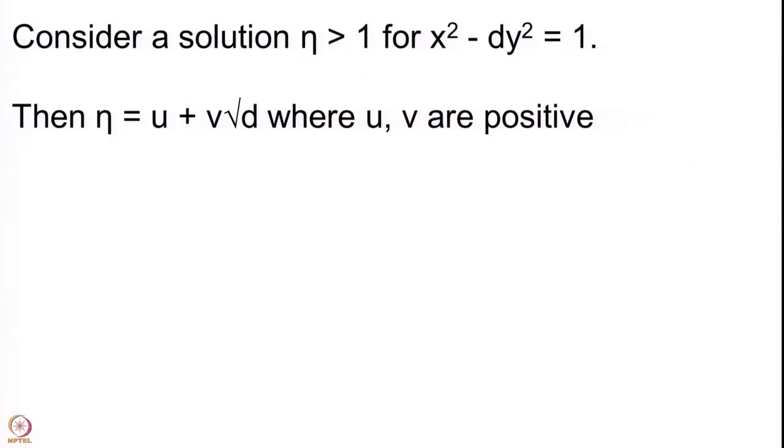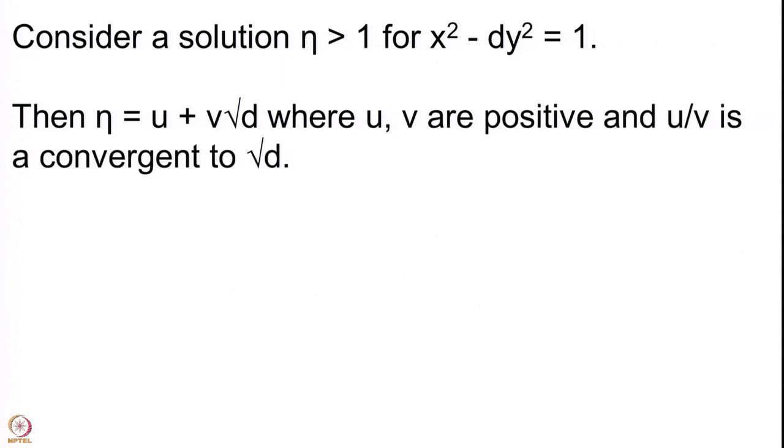But what we now want to do is to find the solution in the general case. So, we are going to start with d to be a positive square free integer, and we are going to write down the solutions to the Brahmagupta equation u square minus dv square equal to 1. So, we consider such a solution eta bigger than 1 for x square minus dy square equal to 1, then this eta will be of the form u plus v root d, where both u and v are positive. This is something that we have already seen. Such an eta is going to be in the set capital A that we had defined earlier. So, here both u and v are clearly positive. Moreover, u by v is going to be a convergent to root d.